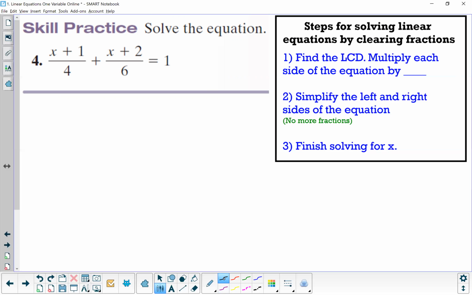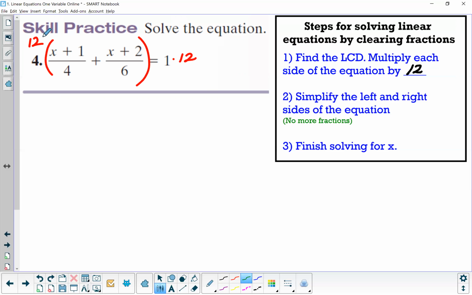All right, so we're clearing fractions first. The LCD between 4 and 6 is 12. Sometimes people will use 24 here because of 4 times 6, and that's just fine. You should still get the same answer. It's not the LCD, but it's an acceptable factor to use. Okay, so we're going to multiply the left side by 12 and the right side by 12.